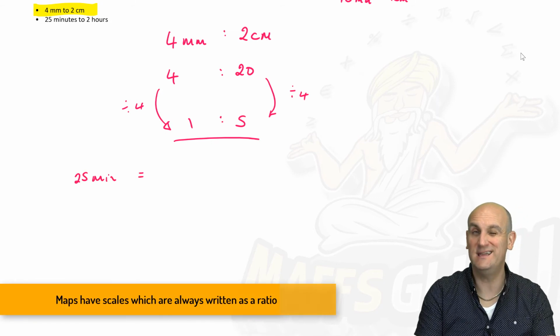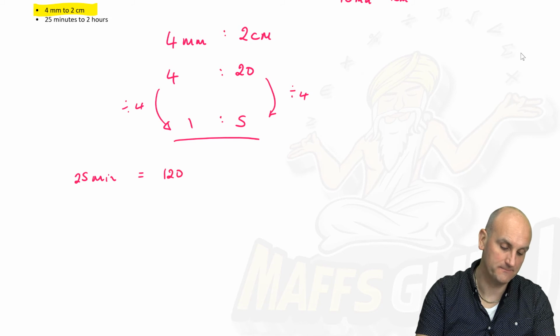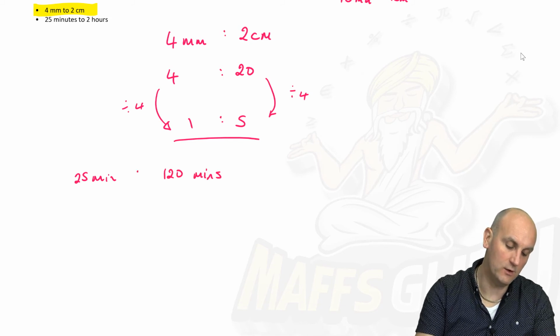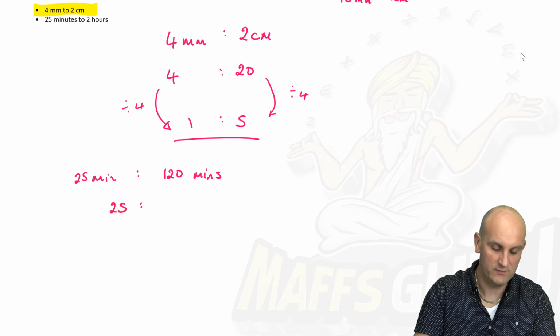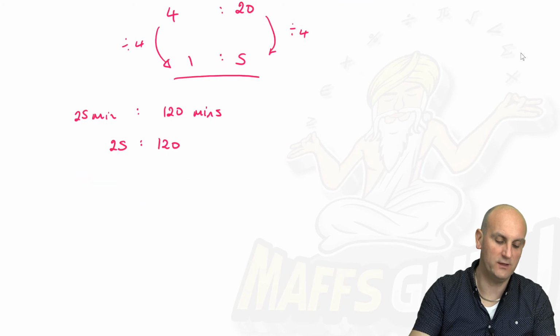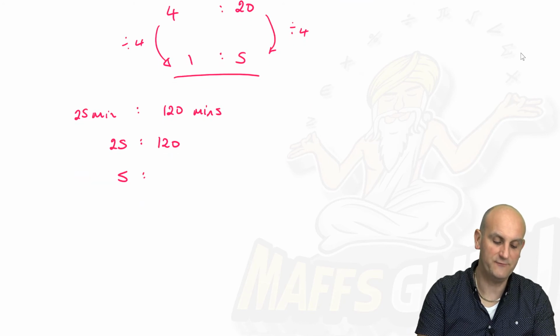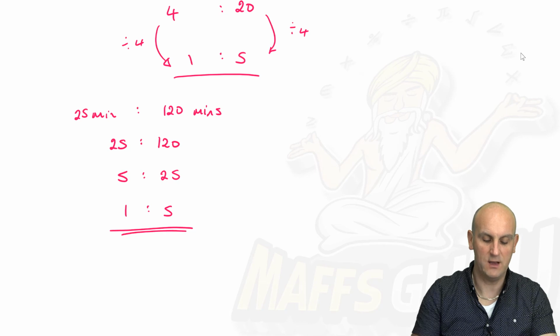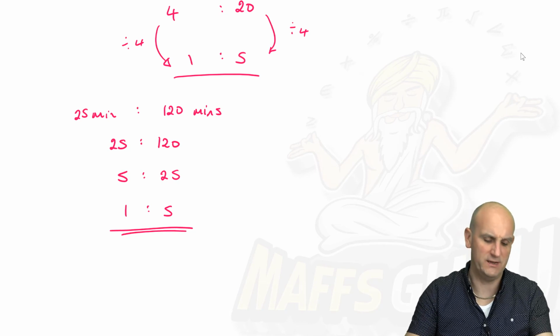Well, 2 hours is 120 minutes. We're not going to write that. I'm going to write colon because it wants a ratio. We don't need the minutes anymore, so that's going to be 25 to 120. What goes into both of those? Well, 5. 5 goes into there 5 times. 5 goes into there 25 times. And again, I can cancel that down to 1 to 5. And lo and behold, it is the same ratio.